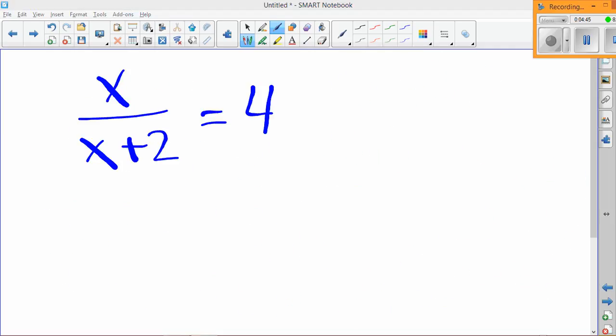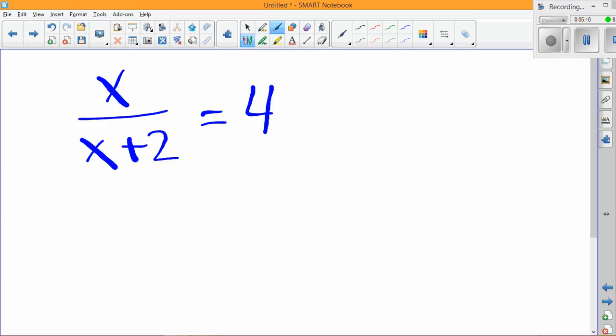Now let's take a look at an example that has fractions. Whenever we have fractions, people tend to get a little scared. But the thing of it is that fractions just mean division. When you have a fraction, it means you're taking a number and dividing it by another number. So in this case, you're taking x and dividing it by the quantity x plus 2. I would like to get rid of that nasty fraction.